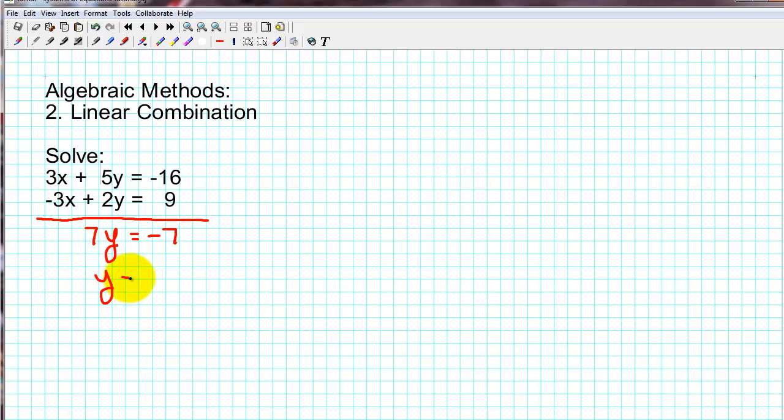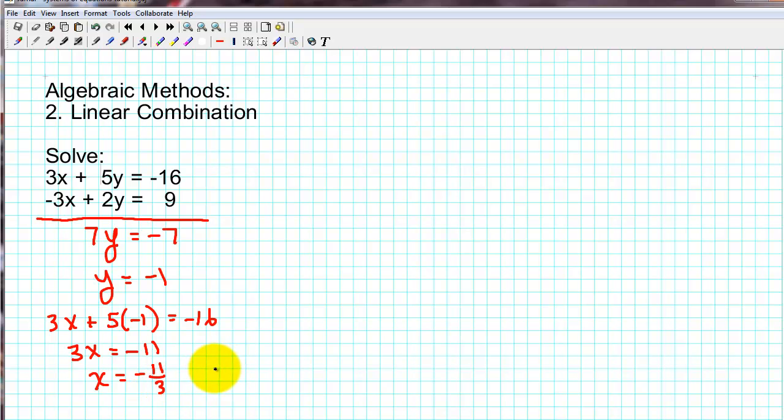Now we solve for y and we get negative 1. Now we have to find x, so we have to put it back into one of these two equations to find x. Let's substitute into the first equation. And now we have negative 5 here, so we'll add it to the other side. If we add negative 5 over here, we get negative 11. And if we divide by 3, we get x equals negative 11 thirds.